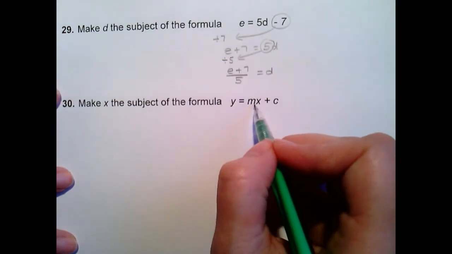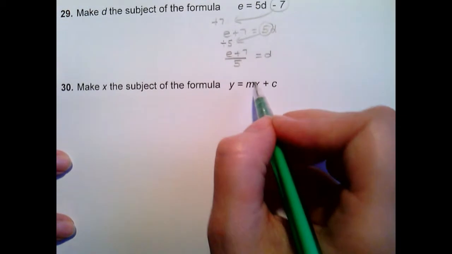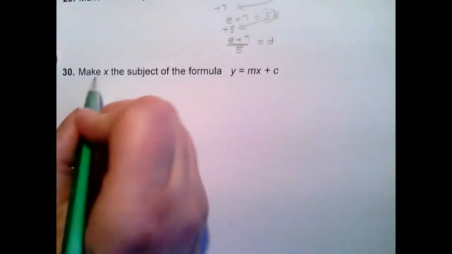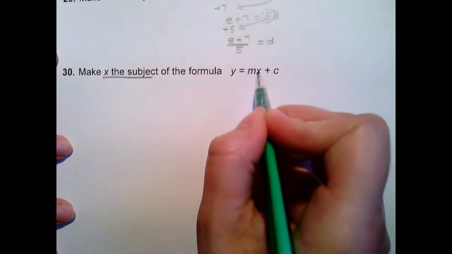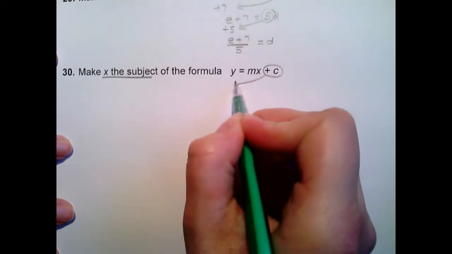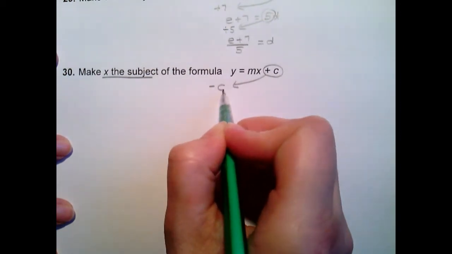Number 30, the last question. Make x the subject of this formula. So this time we've got no numbers here at all, so we're just rearranging a whole load of letters and we want to make x the subject. So to get x on its own, leave it with the m for a wee minute and get rid of the plus c, bring it over to that side and take away c.